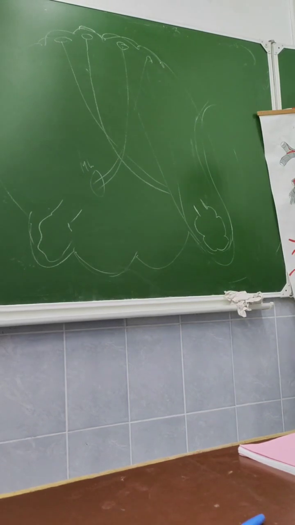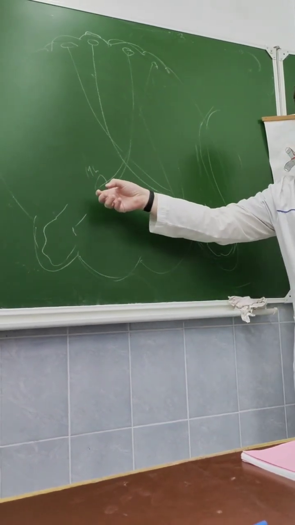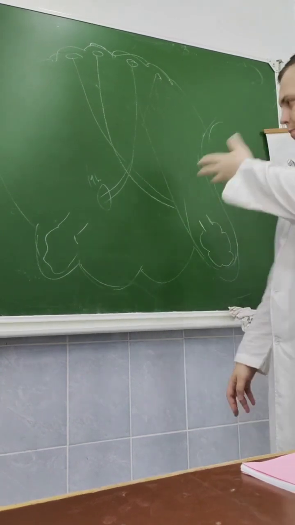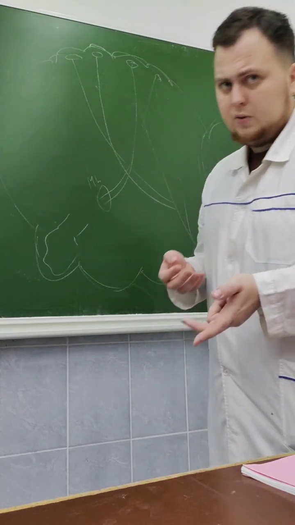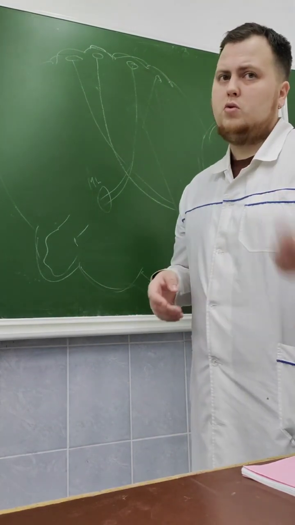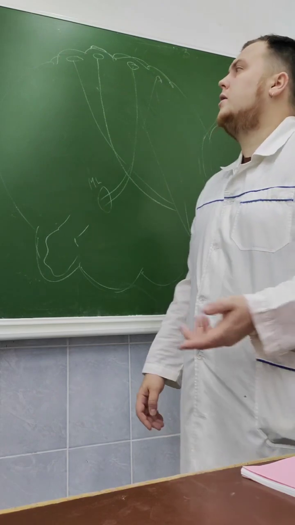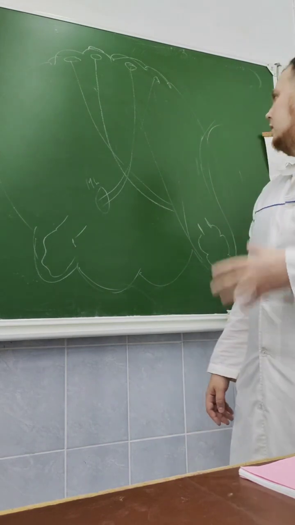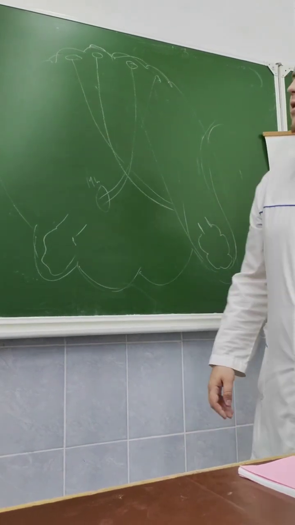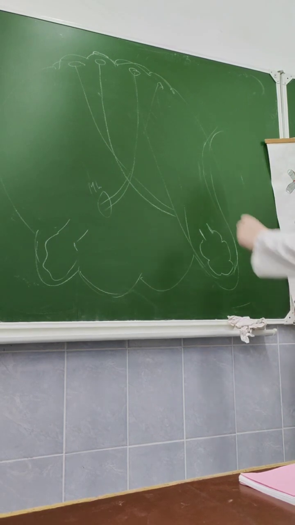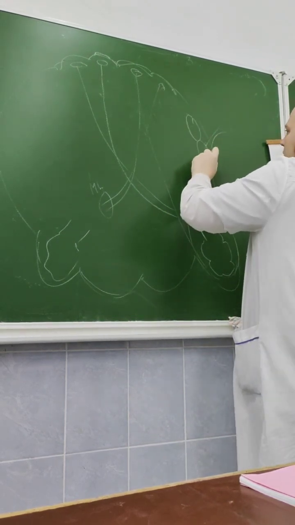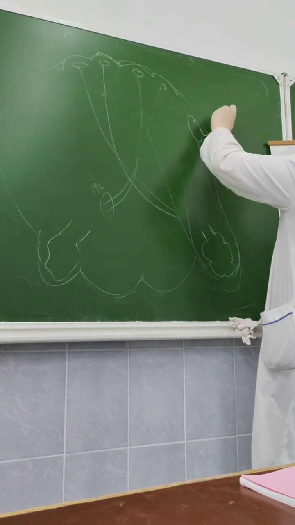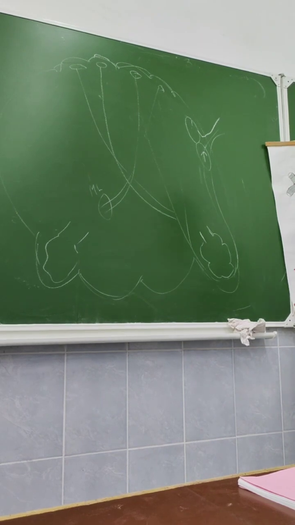So, ascending tracts. First of all, we have the bulbothalamic tract, which forms the medial lemniscus. Other tracts seen in the medulla are the spinothalamic tract, the same as in the pons, and the anterior spinocerebellar tract, also the same as in the pons. And one more is the posterior spinocerebellar tract. It is also seen in the medulla. The anterior one moves further upwards.